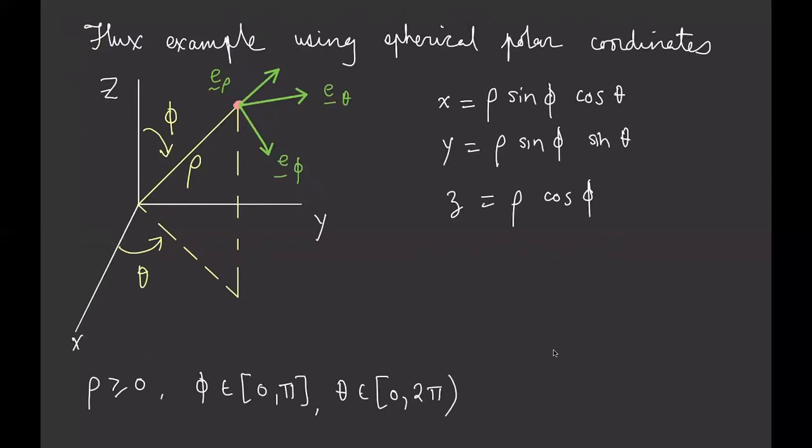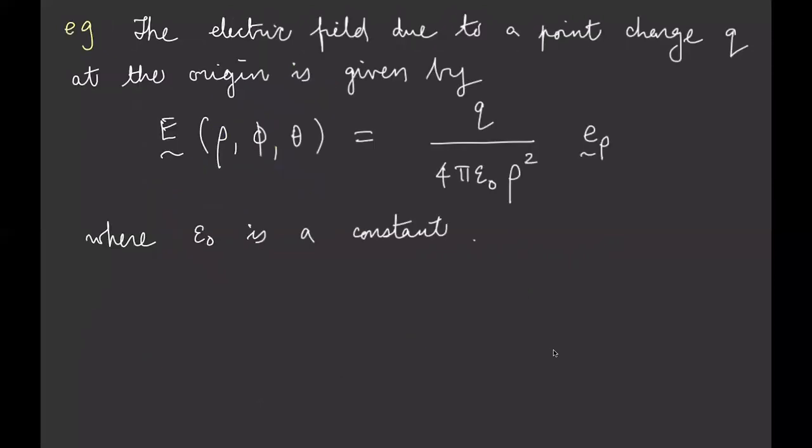Okay. Now, the reason I went through this is because I want to do a more applied problem related to a flux integral, and this is related to an electric field. So the electric field due to a point charge which has charge q, which usually would be in coulombs, which is positioned at the origin, is given by this expression over here.